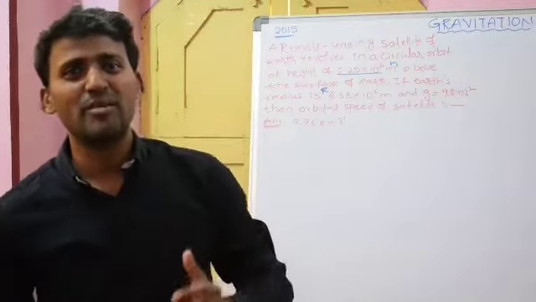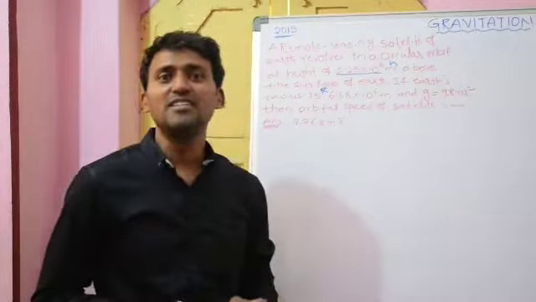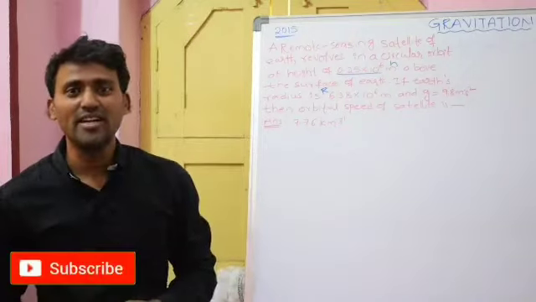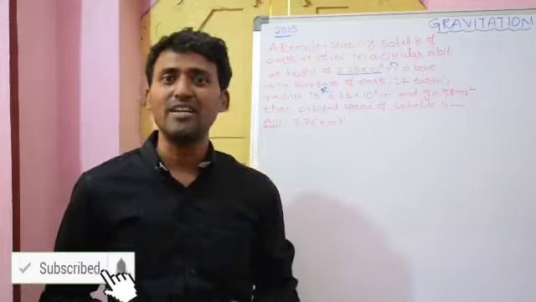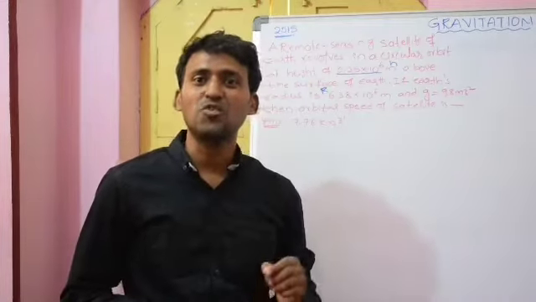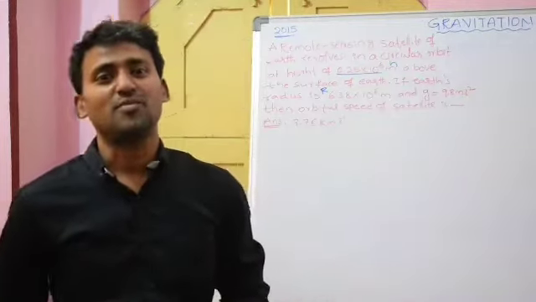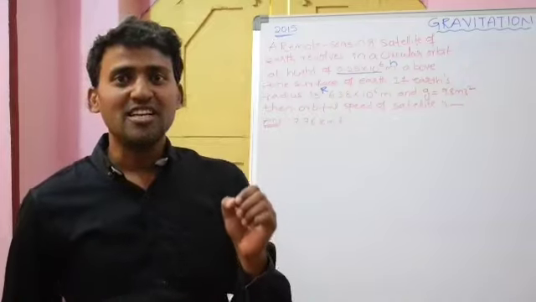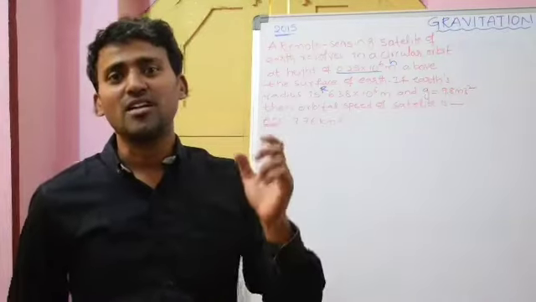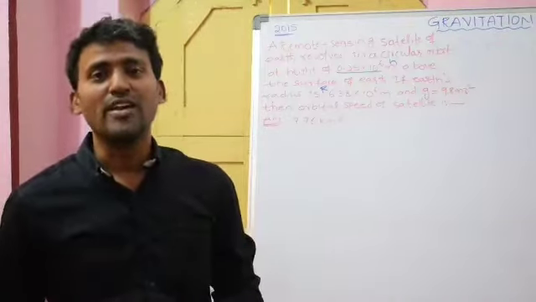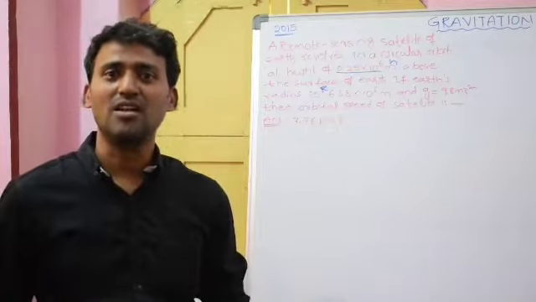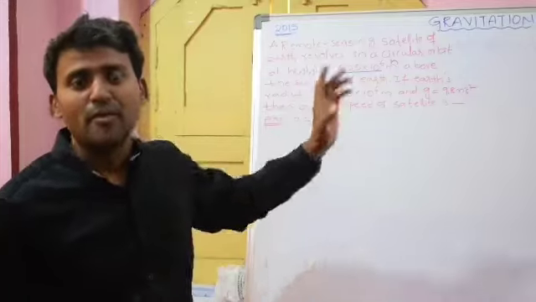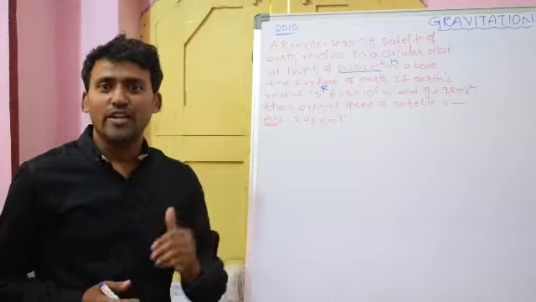What is orbital speed? The horizontal speed required for a satellite to revolve in a particular orbit around the planet is called orbital speed. So we have to derive this equation.